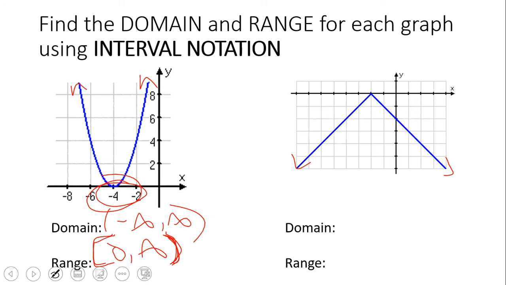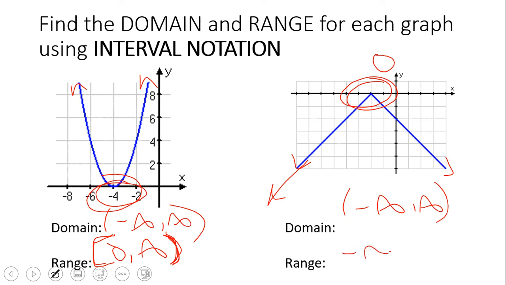How about the last one? So domain and range. So for the domain, left to right, the arrows on both sides imply that it is an all real number situation. How about the range? So the lowest y value keeps going down, down, down, but the highest y value is right here. That y value is 0. Remember, range is always the y value. So if you're starting at 0 and going down, down, down, what's the lowest you can go? -infinity. What's the highest you can go? 0. And because it's actually a point, you're going to go ahead and include it.